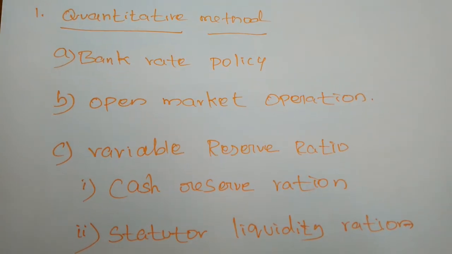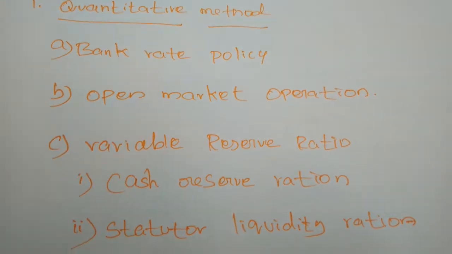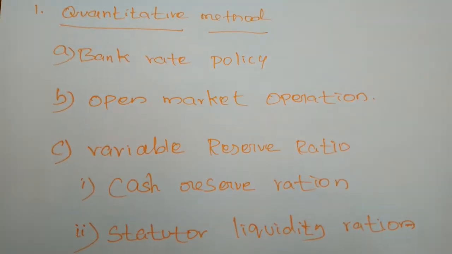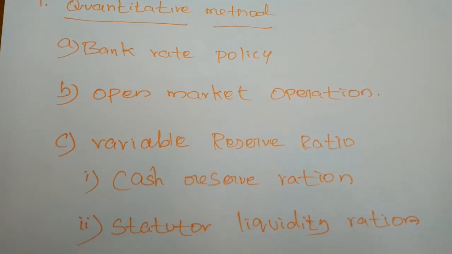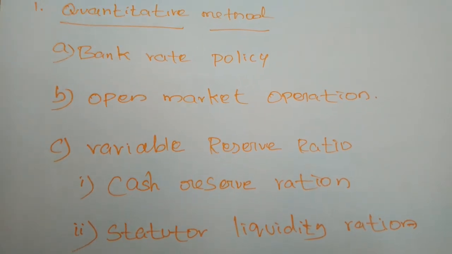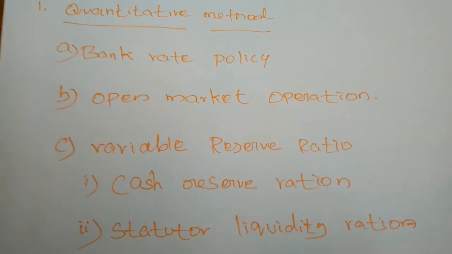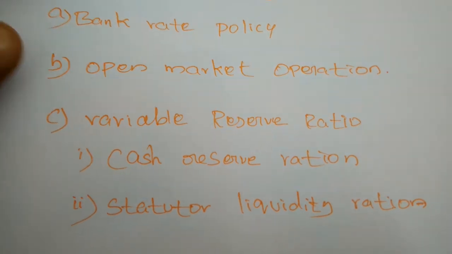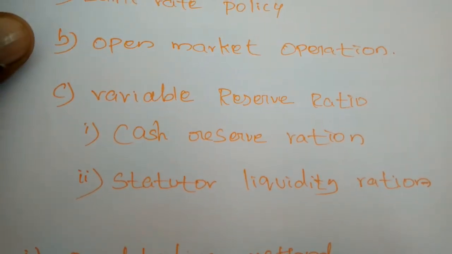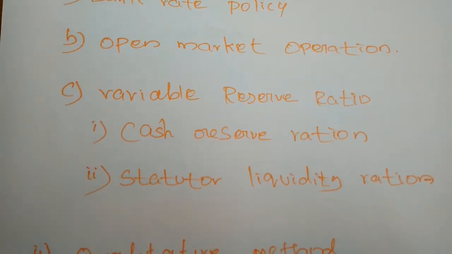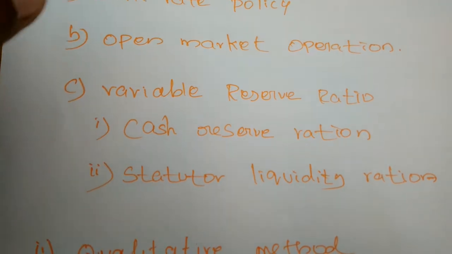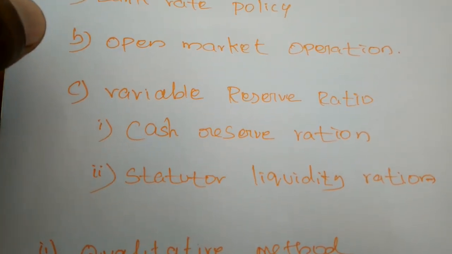So normally, if the Reserve Bank of India wants to reduce the credit facilities or the credit amount, it will sell the securities. Next, variable reserve ratio: the cash reserve ratio and the statutory liquidity ratio.